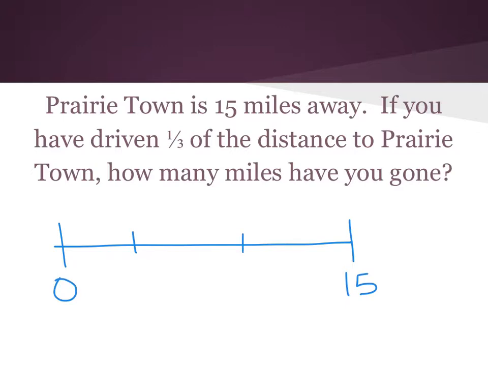To determine the distance for each third, simply divide 15 by 3. The first distance then would be 5 miles. Since each third is equal to 5 miles, 2/3 would be 10 miles. If you've driven 1/3 of the distance to Prairie Town, you have driven 5 miles.